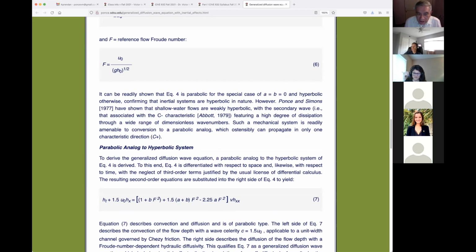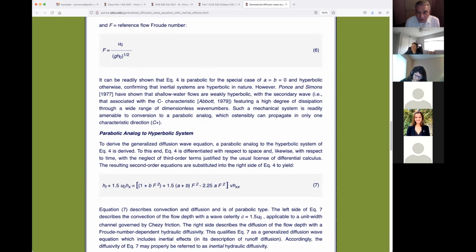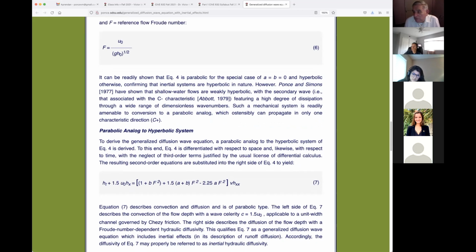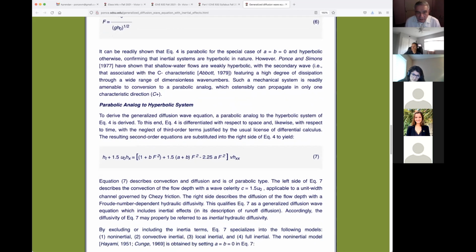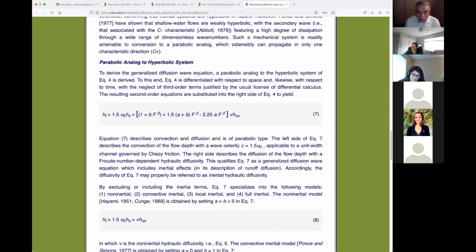Such a mechanical system is readily amenable to conversion to a parabolic analog, which ostensibly can propagate in only one characteristic direction. Don't get too confused about the characteristic directions. The characteristic direction is the grid that follows the flow, more or less like Lagrange, by the way. But we're not dealing with it. So this is just a way of saying it correctly: a parabolic analog to the hyperbolic system.